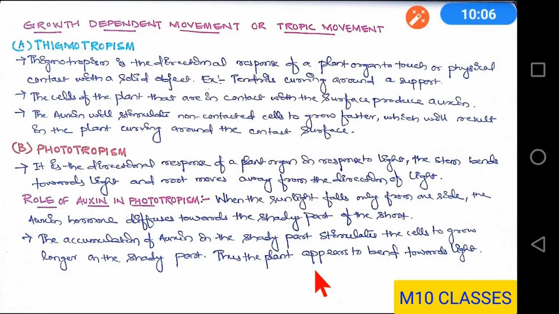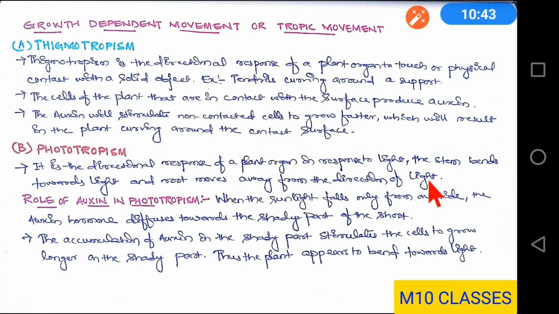Next comes phototropism. Photo means light. So it is the directional response of the plant organ in response to light. The stem bends towards light and the root moves away from the direction of light. So the response towards the stimulus is called positive tropism, and away from the stimulus it is called negative tropism. So the bending of the stem towards light is called positive phototropism, and the movement of root away from the light, it is called negative phototropism.